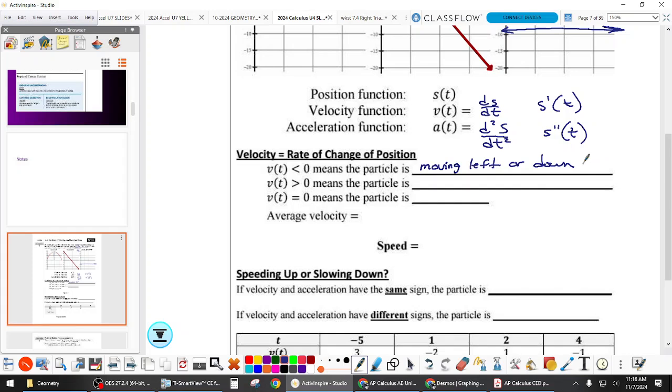Like this problem up above would be a down problem, so that's a y-axis problem. But moving left, maybe we're talking about a car, I don't know. But that's an x-axis thing. How about velocity being positive? Moving right or up. So again, x-axis versus y-axis. So it's important to know the frame of reference that we're looking at.